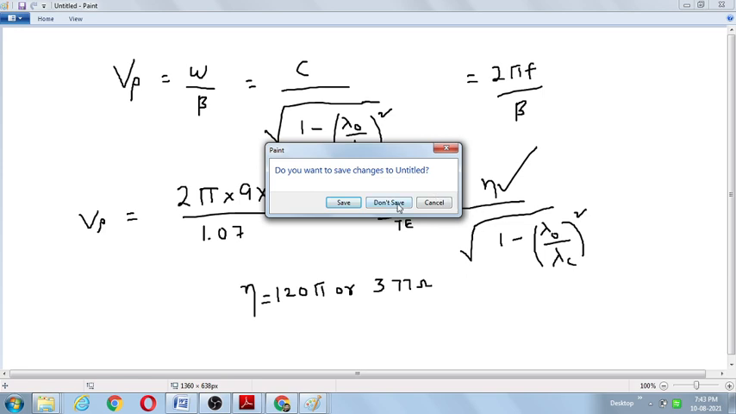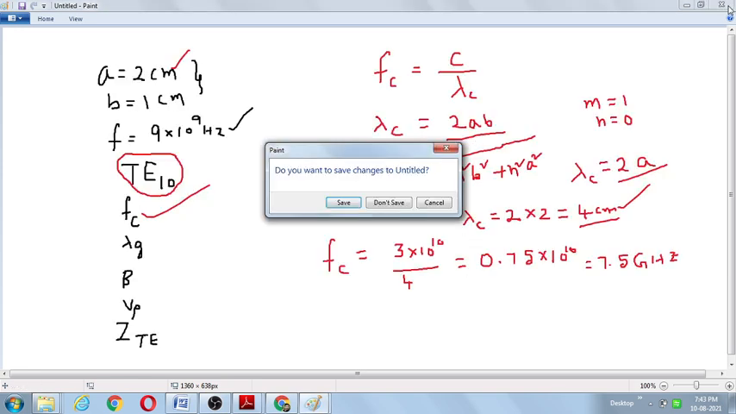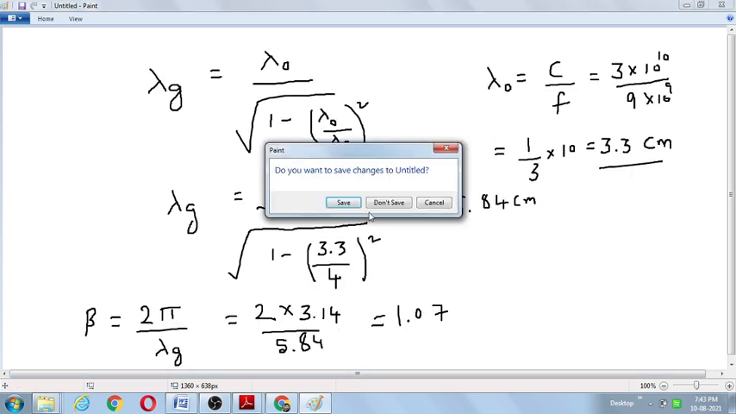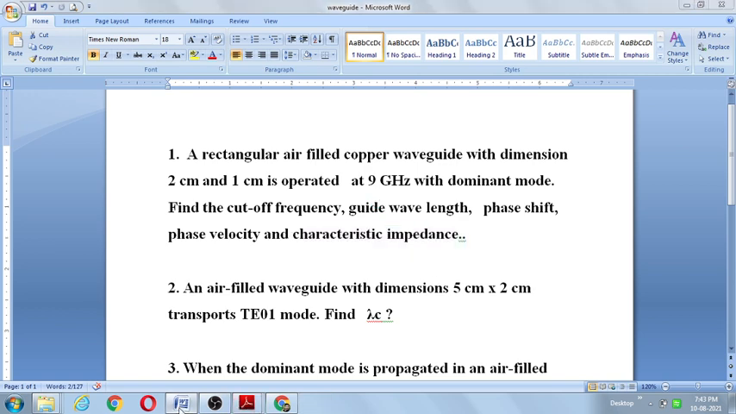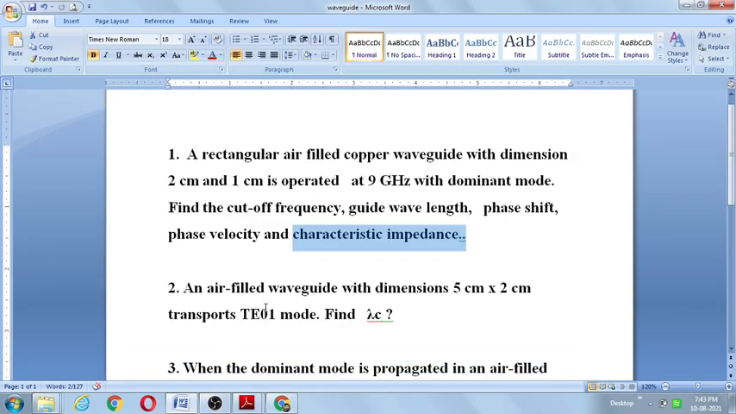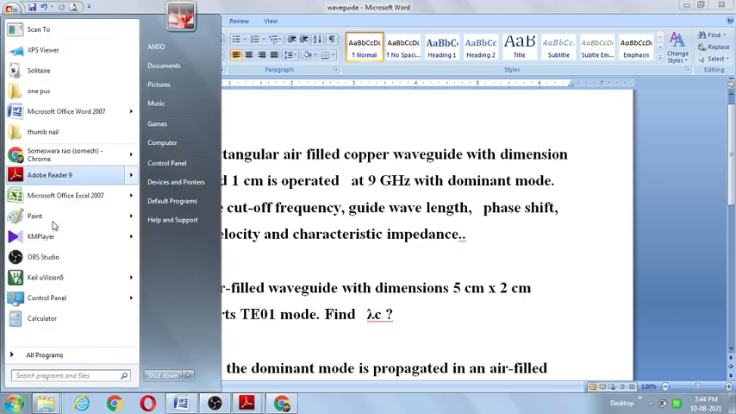So next problem, I will explain one more problem. So an air-filled waveguide with dimensions 5 by 2, that means 5 centimeters is the broader dimension a and small b is equal to 2 centimeters, transports TE01 mode. Find the cutoff wavelength. So it's a very easy question.